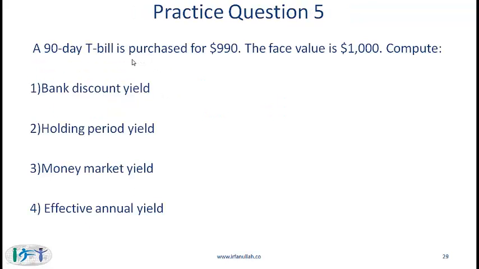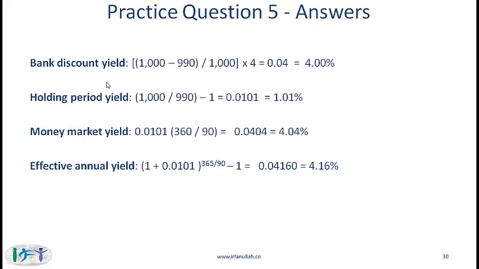Now I want you to try this question, where we have a 90-day T-bill which is purchased for $990. The face value is 1,000. So use the formulas that you've learnt and come up with your answers before you go to the next slide. Here is what you should come up with.